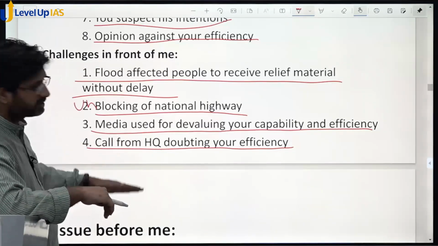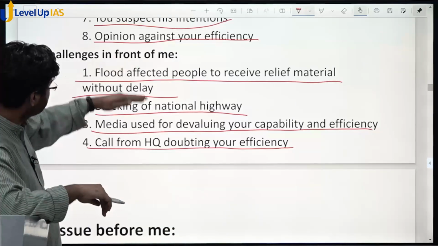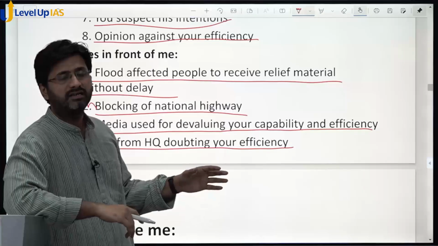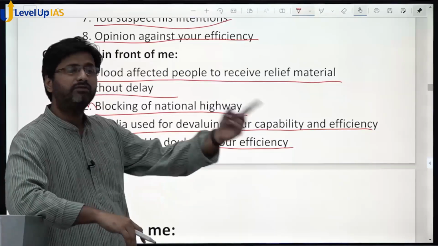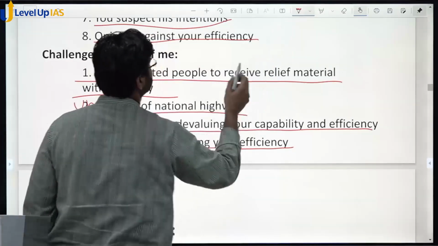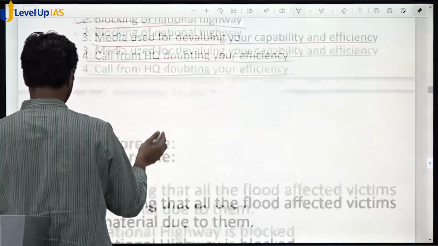You can have a fifth, sixth if you can think of more, because this is the most important aspect here. These are the challenges that are in front of me. Accordingly, you will be able to tackle the situation. So, issues before me. These challenges are the same as the issues before me.